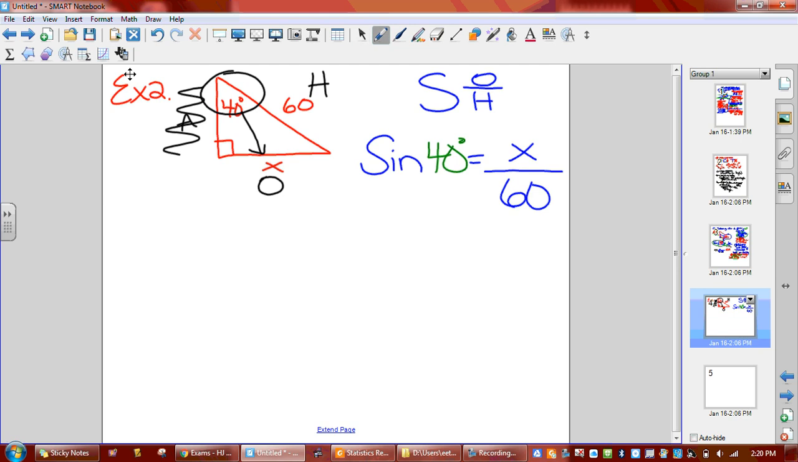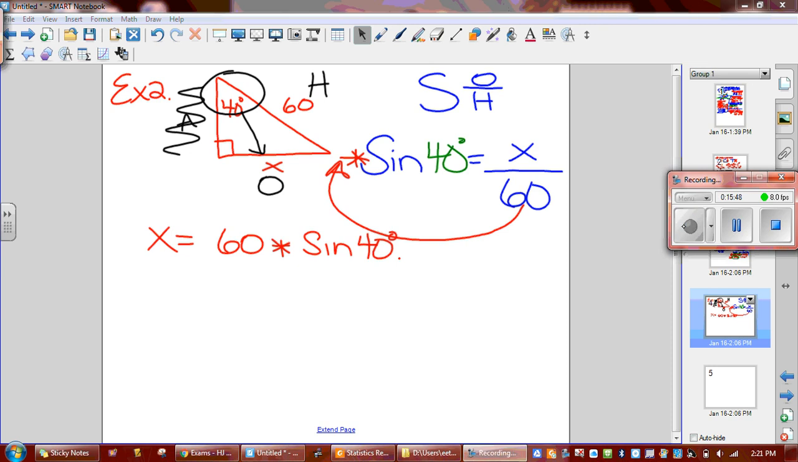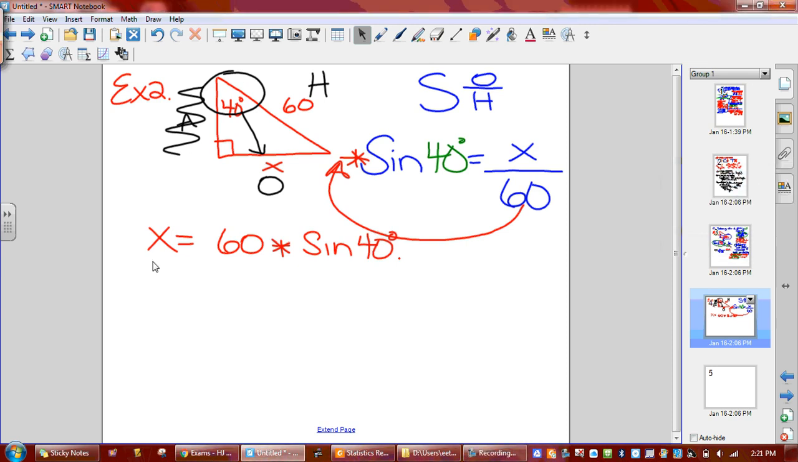So in your calculator, you're going to put the number 60 first. So we're going to get x equals 60 times sine 40 degrees. Okay, and again, round to 1 decimal place. Okay, so we should have got 38.6. So x equals 38.6. Okay, so that's finding side lengths.